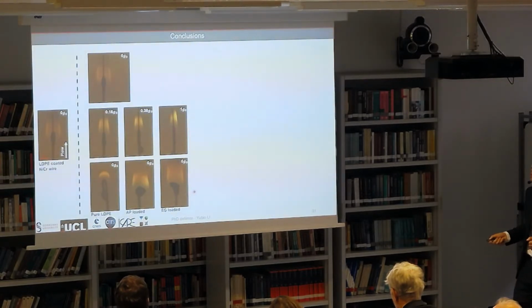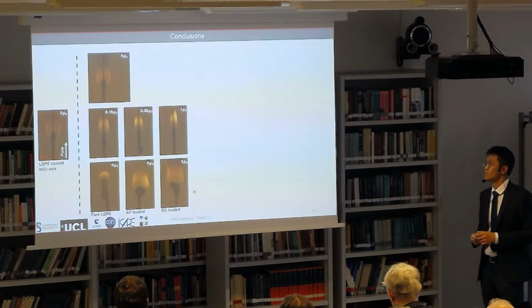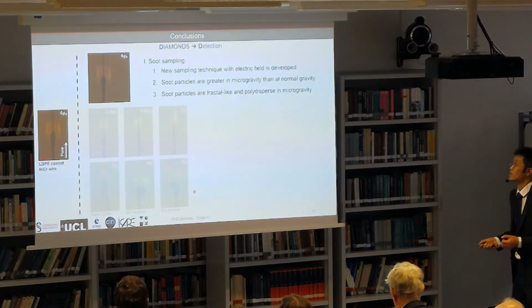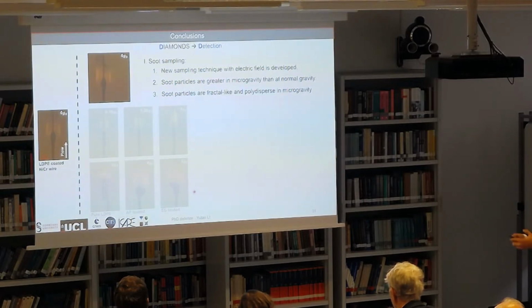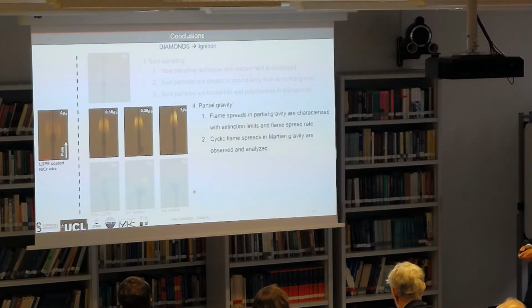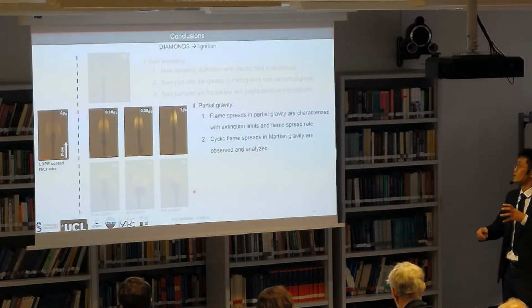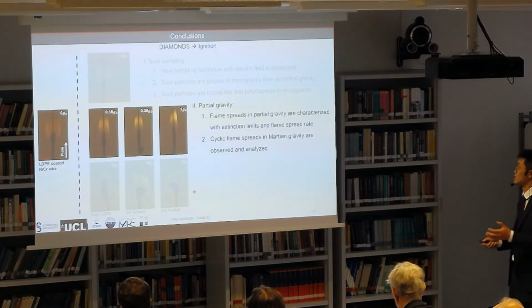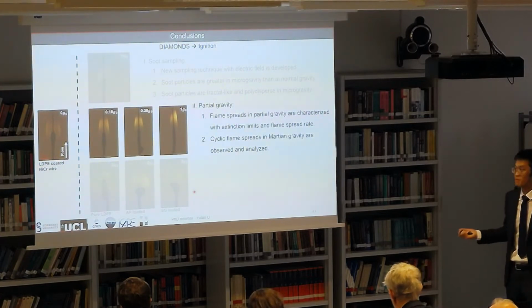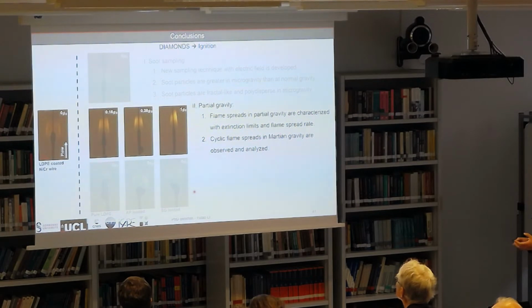About the conclusion, not just of this presentation, but also of my thesis. For the first part about the soot sampling, we developed a new sampling technique, and we observed the soot particles are greater in microgravity than at normal gravity, and they are more fractalized and polydispersed in microgravity. And in partial gravity, the flame spreads are characterized with the extinction limits and the flame spread rate. This part of the result is not presented here, but it is still in my thesis. And also the cyclic flame spreads in Martian gravity are observed and analyzed.